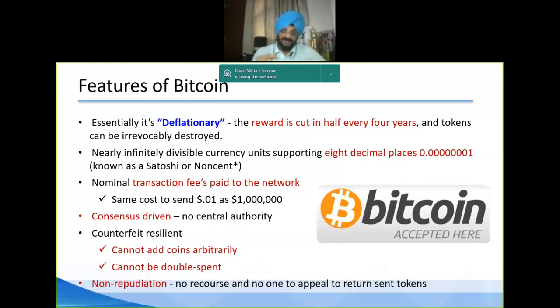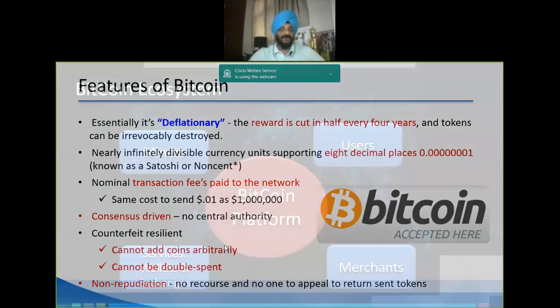And this is the advantage you get practically when we talk of the capability of cybersecurity. It's said that only if you control 51% of the nodes can you bring down the blockchain. Otherwise, you cannot bring down the blockchain altogether. And it's non-repudiation. There's no recourse, and no one can appeal to return the tokens. So that again is an advantage of this.